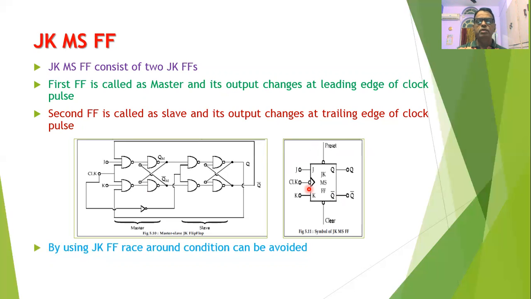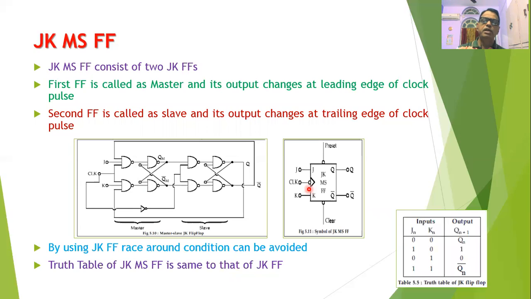Whenever we make use of the JK master slave flip-flop, we can avoid the race around condition, and observe that the truth table of the JK master slave flip-flop is the same as that of a JK flip-flop. So there is no change as far as the truth table is concerned. The only thing is that the race around condition is avoided. When J is equal to 0, K is equal to 0, output Qn plus 1 is equal to Qn. When J is equal to 1, K is equal to 0, output is 1. When J is equal to 0, K is equal to 1, output is 0. And when both are 1, the output is the complement of the initial state, that is Qn bar.